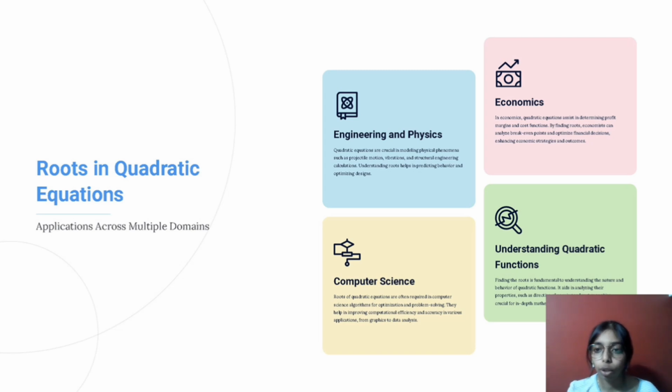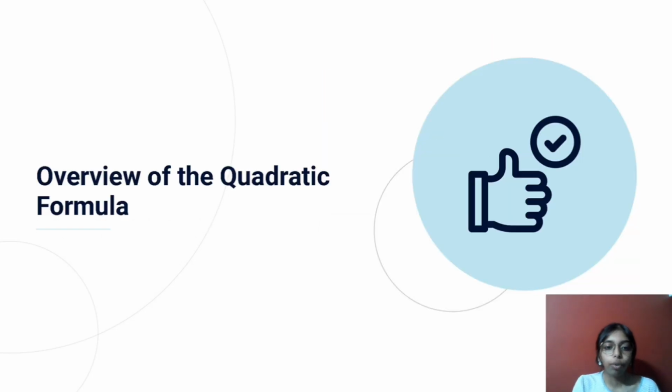Economics. In economics, quadratic equations assist in determining profit margins and cost functions. By finding roots, economists can analyze break-even points and optimize financial decisions, enhancing economic strategies and outcomes. Understanding quadratic functions. Finding the roots is fundamental to understanding the nature and behavior of quadratic functions. Overview of the quadratic formula.